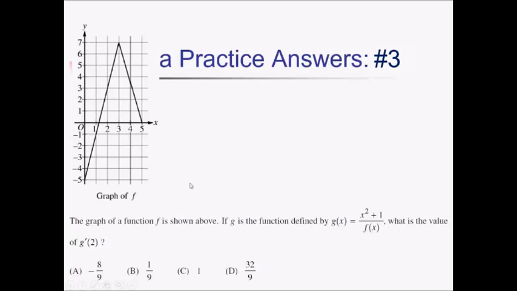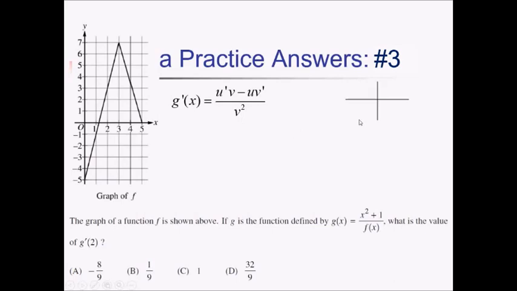On this one, I'm given a graph of f, and the g function is given by this weird function here. We want to know the value based off of this of g prime of 2. Now, since g is a quotient and there's no way to really simplify this, I'm going to have to use the quotient rule, u prime v minus uv prime over v squared.